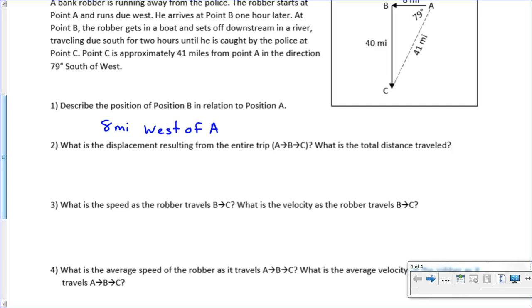Next, the displacement for the entire trip A to B to C. For displacement, it's a vector. We only look at the starting position and the final position, and then we say how it's changed from beginning to end. So for displacement, we're really only looking at A and C and how it's changed going from A to C. We know that it's 41 miles away, and the direction going from A to C I've given you in the problem up above: it's 79 degrees south of west.